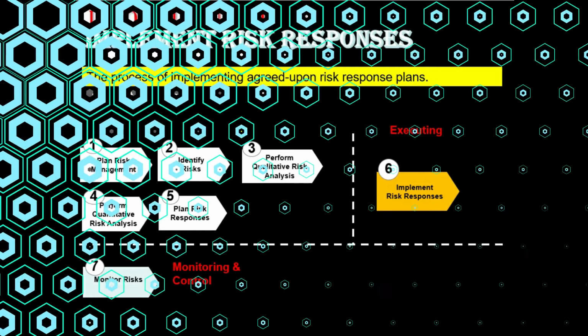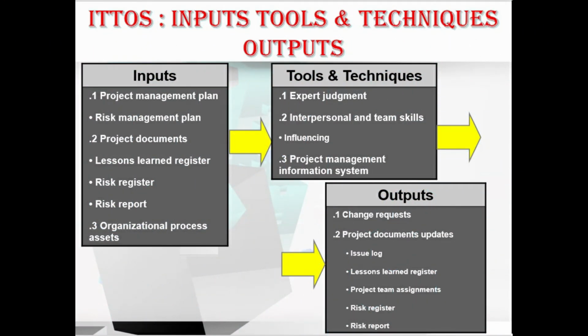Let's move to its ITTOs in more detail. In inputs, we have the project management plan, which consists of the risk management plan, and the project documents, which consist of the lessons learned register, risk register, and the risk report. And we have the organizational process assets, that is OPA. Coming to the tools and techniques, we have expert judgment, interpersonal and team skills, which includes influencing, and PMIS, that is Project Management Information System. And in outputs, we have the change request and the project document updates, which consist of the issue log, lessons learned register, project team assignments, risk register, and the risk report.